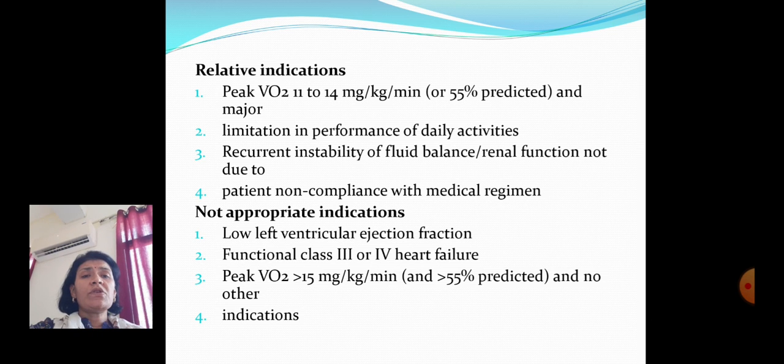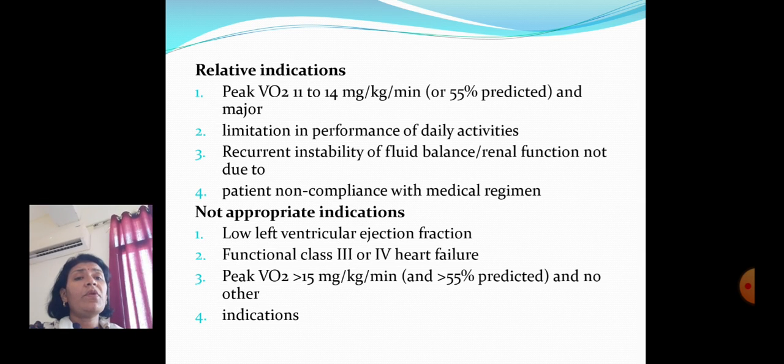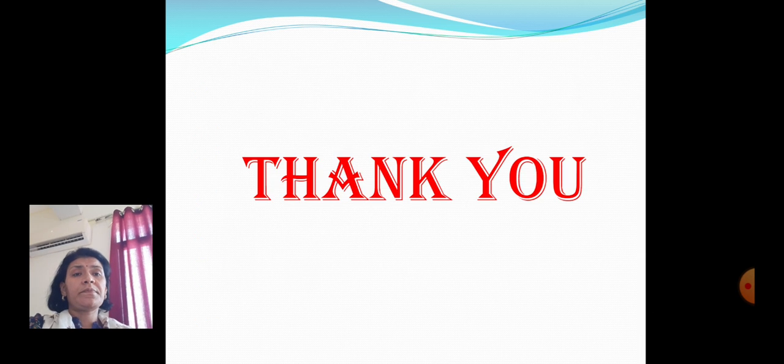Few indications are not very appropriate, that is, we don't go for this. There are only presence of low left ventricular ejection fraction alone, functional class 3 or 4 heart failure, peak VO2 if it is more than 15 mg per kg per minute, and there are no indications. Here they are not very appropriate indications, but it depends on the individual choice whether to go for this or not. Thank you.